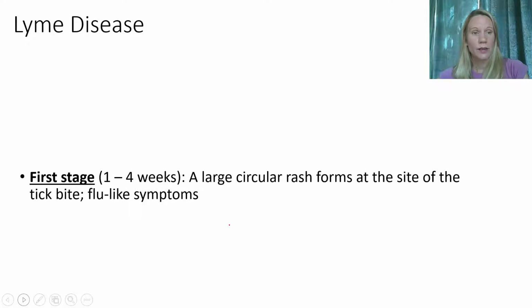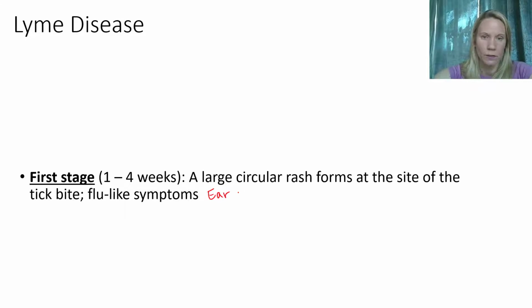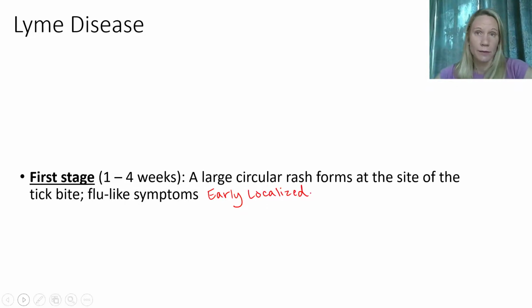Okay, so there are three major stages of Lyme disease. The first stage, we actually call early localized. So this would be the early localized stage, or we'll just call it first stage or early localized. Following the bite of the tick, and assuming you don't remove the tick and the tick has a chance to burrow its head and spit into your blood, it's going to spit out the Borrelia bacteria.